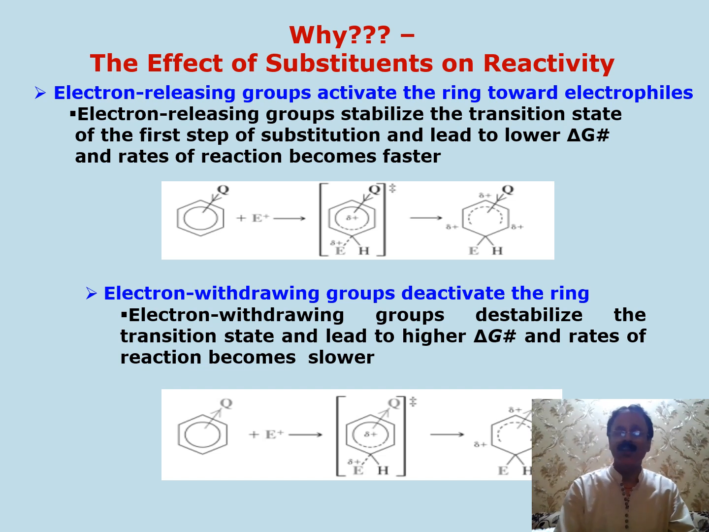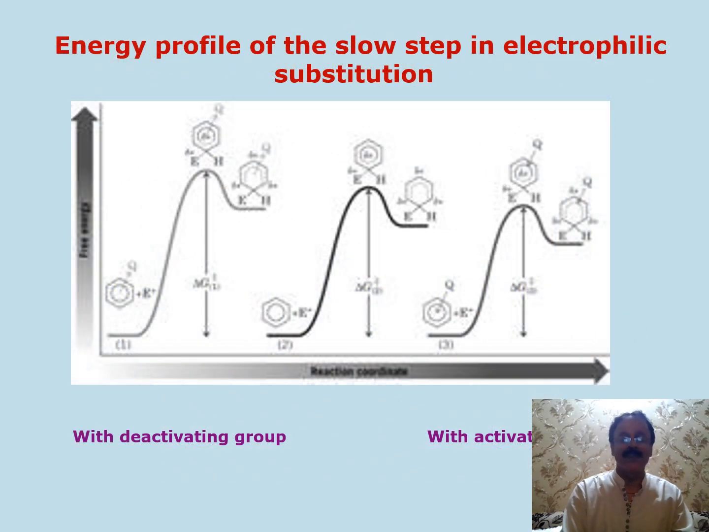So there are three classes of directing groups. One is activating group. Activating means electron releasing group, they direct the second substituent to occupy the ortho and para position. Then the second class is deactivating group. They decrease the reactivity of ring towards the electrophilic substitution reaction, and they direct the second substituent to occupy the meta position. And halogen is the third class, which is deactivating but ortho and para directing.